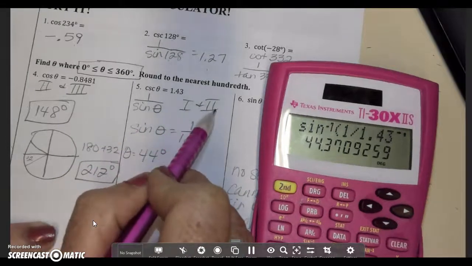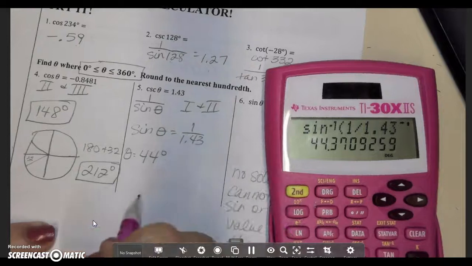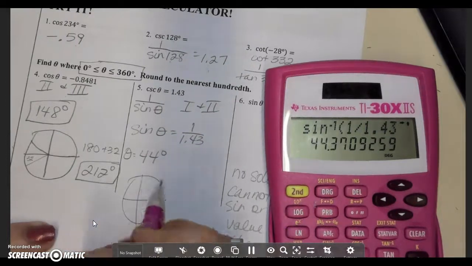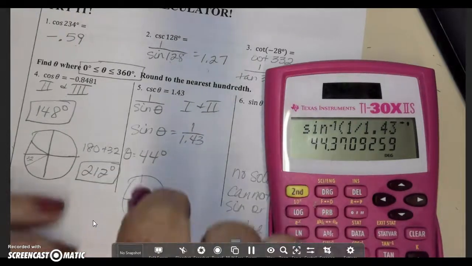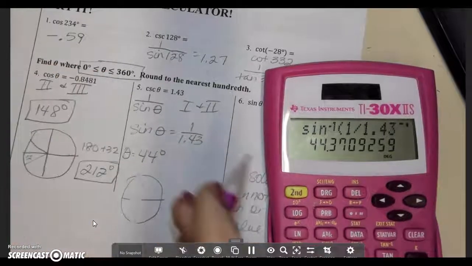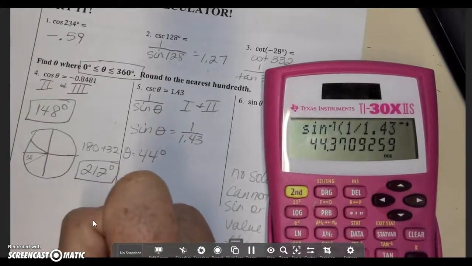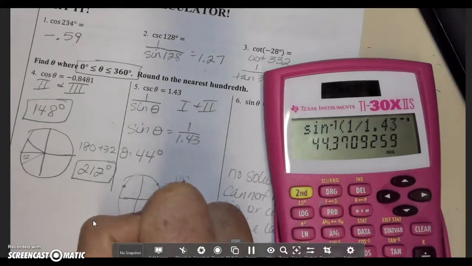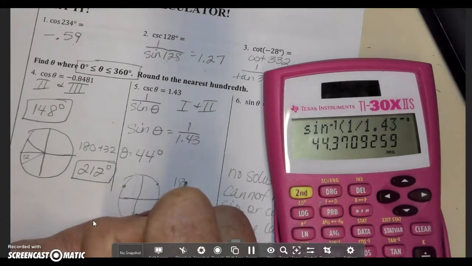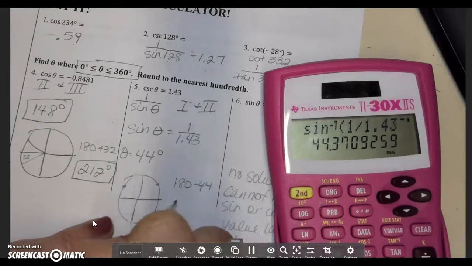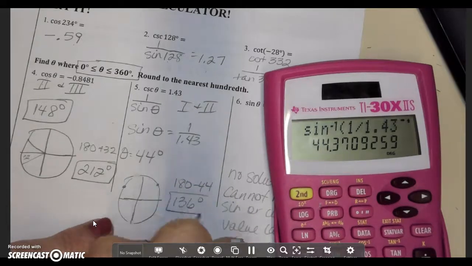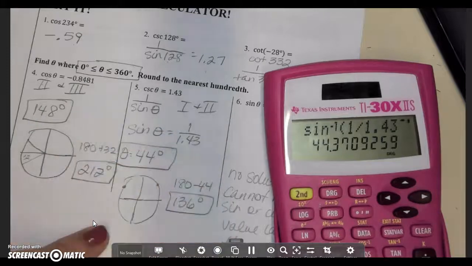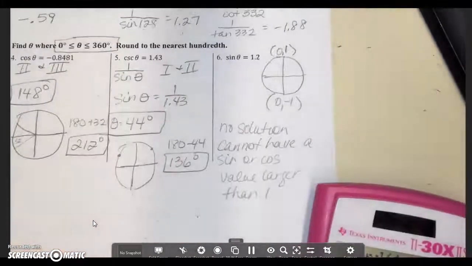I know that's going to happen in the first and second quadrants. So if I think about my unit circle, and 44 degrees is about here, that's a really bad middle. There we go. Okay, so 44 degrees would be about here, and it would be over here. So then we just subtract 44 from 180, and we get 136 degrees for our two measurements. Okay, that's all of 6.